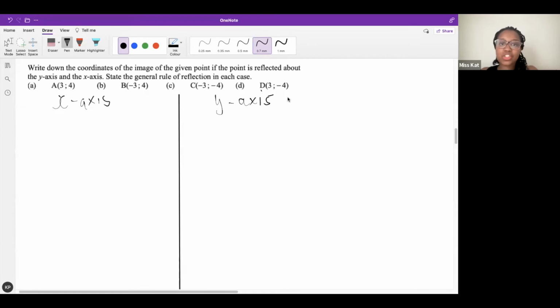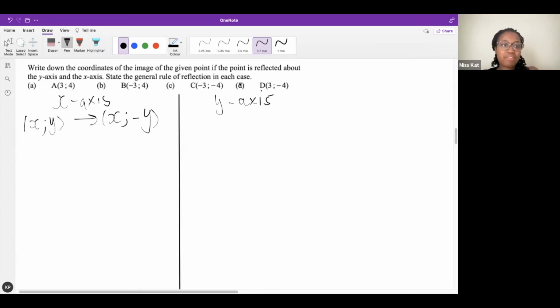Okay, let's start with the general rule. If I had the point X, Y, and I'm reflecting on the x-axis, which one changes sign? The Y, thank you. So then it will become X, because the X stays the same, and negative Y. That's what they meant by state the general rule of reflection.